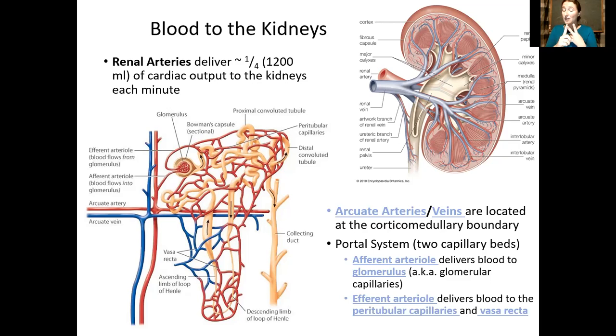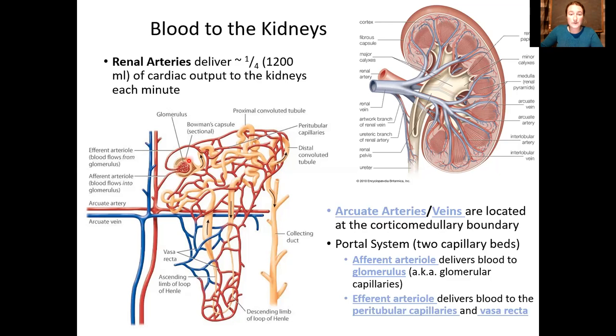The hepatic portal system, right? So blood passes through the capillaries within the digestive system and then passes through the sinusoid capillaries within the liver lobules before returning to the right atrium. Okay, so this is the third and final portal system.